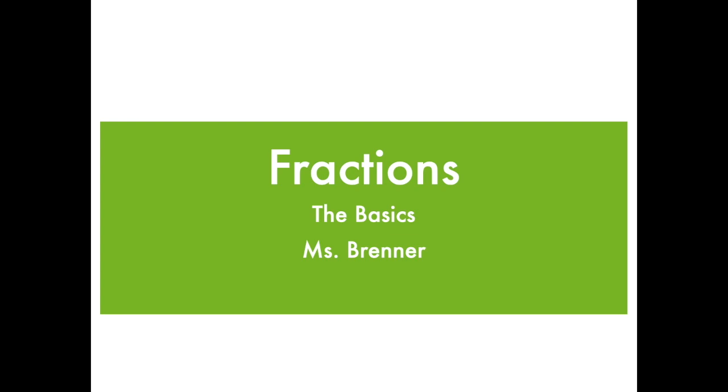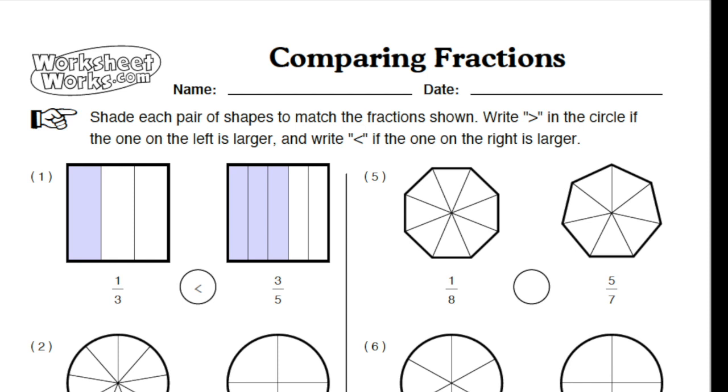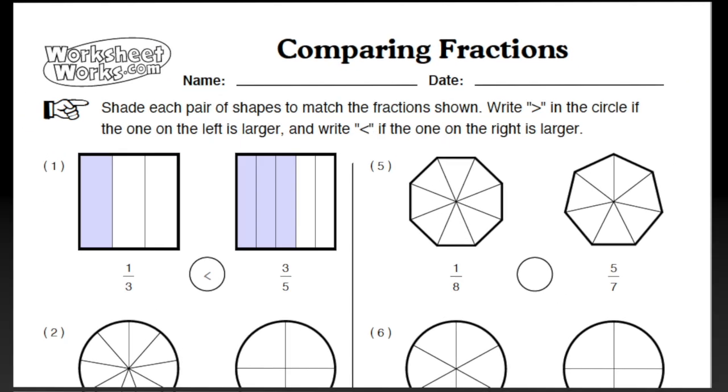So let's briefly go over that worksheet real quick. Number 1 says 1/3 is less than 3/5. And so you look over at 1/3, and then you look over at 3/5, and you can see that 1/3 is smaller, so you drew the inequality. Number 1 is done for you. Now let's look at number 2.